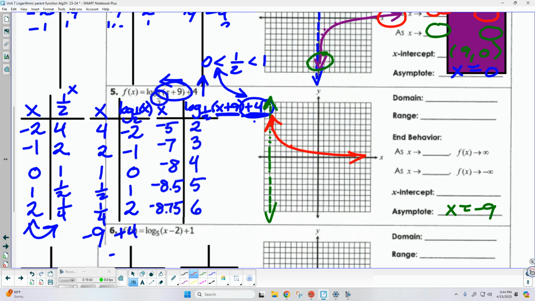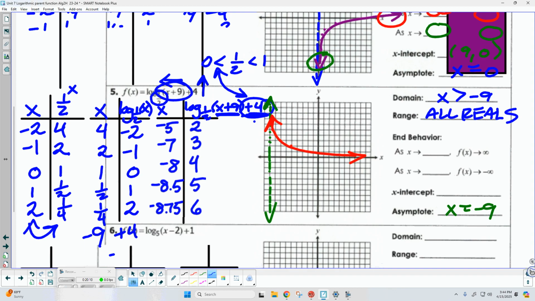All right. So let's go ahead and start answering the questions. Okay, what's my domain? X greater than -9. Okay. What's my range? All reals. Okay. Here's my end behavior. So let's take a look.